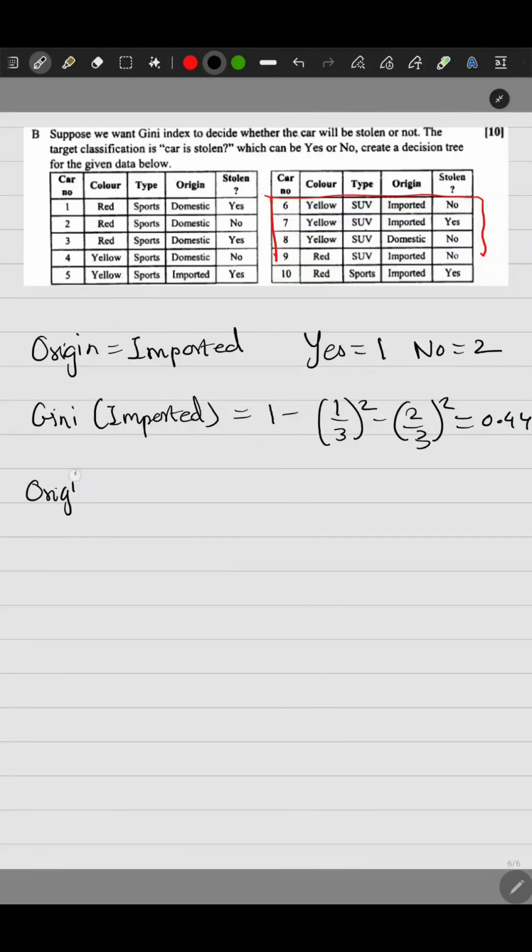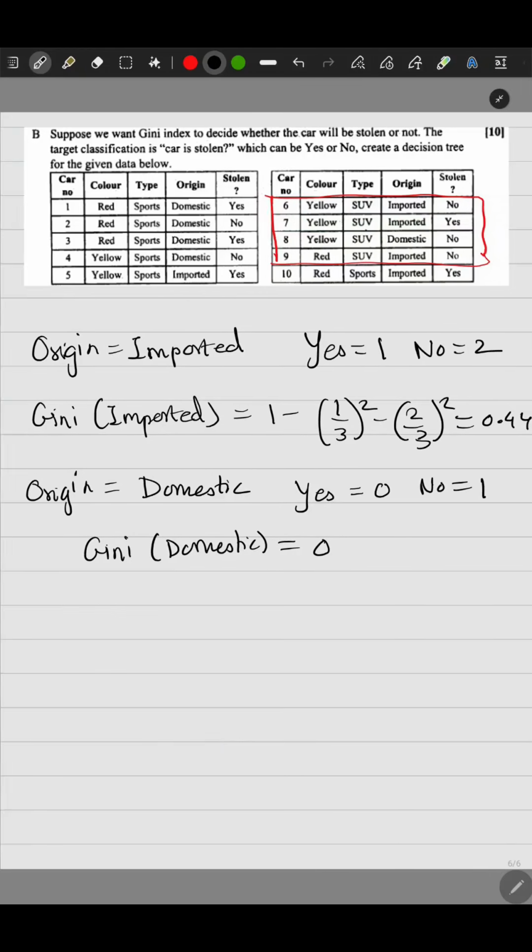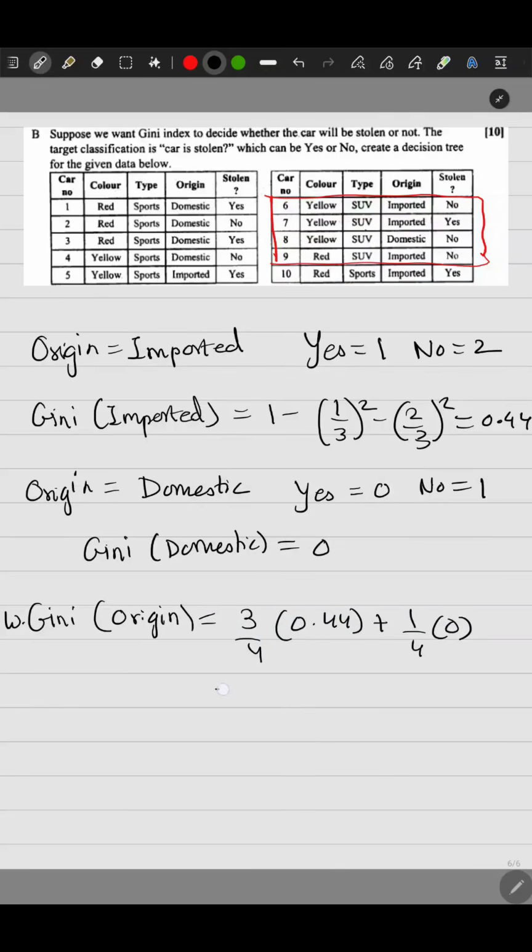Okay, and then origin equal to domestic. Now for origin equal to domestic, again you can see there is yes equal to 0 and no equal to 1. So therefore Gini of origin equal to domestic will be 0. Okay, so if you again calculate the weighted Gini of origin, the weighted Gini will be 3 by 4 times 0.44 plus 1 by 4 times 0, which is equal to 0.33, same as color.